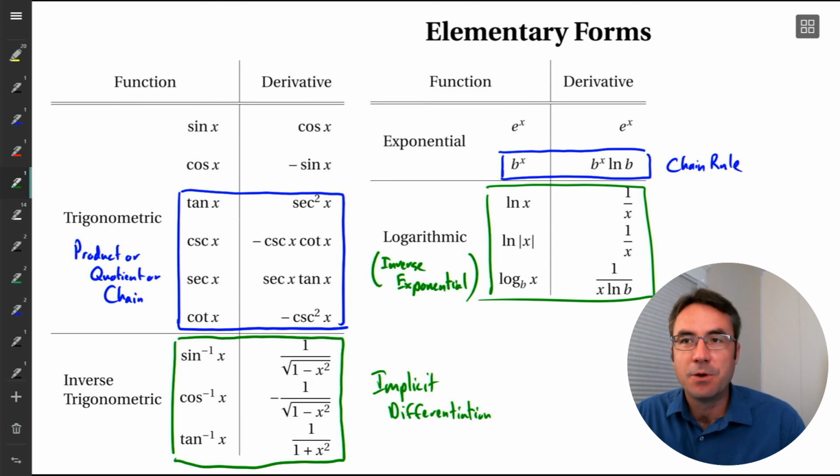All right, so we're first going to look at the trig functions. So we'll see you there.